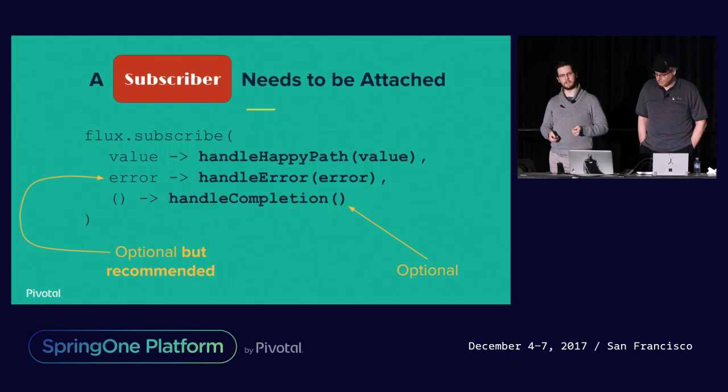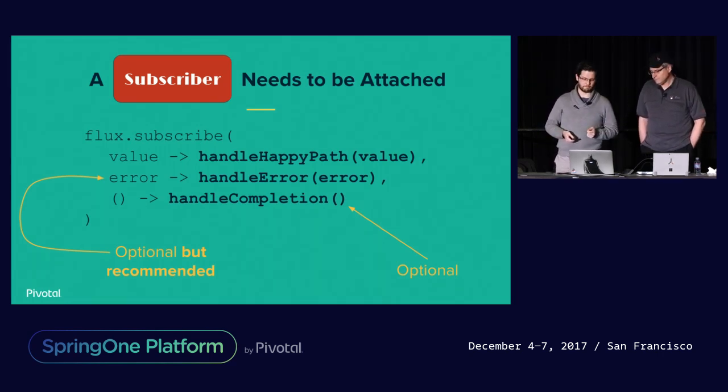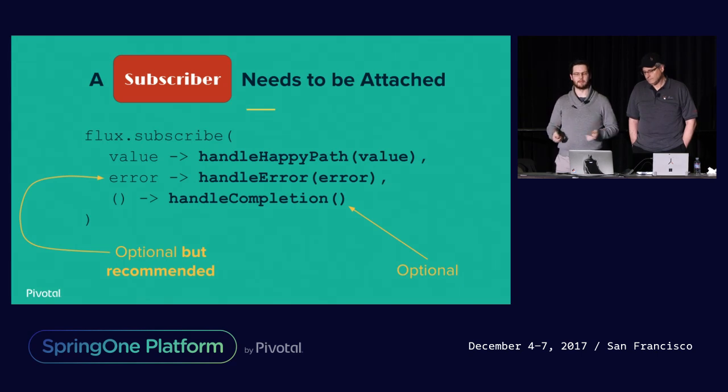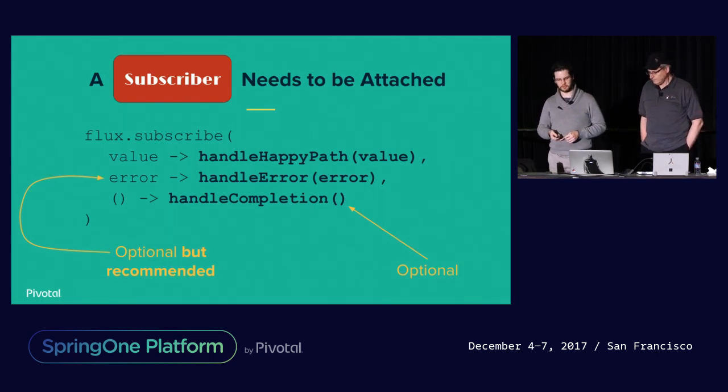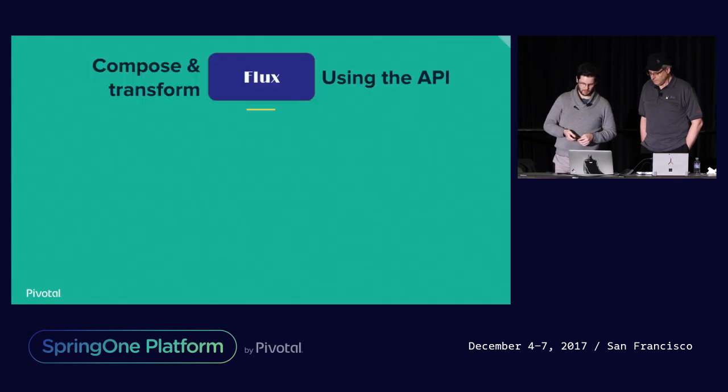Error handler is optional but heavily recommended. You have to think about your process. You have to think about errors happening in your processing. And handle completion is optional. It's rarer to have to do something at the end.